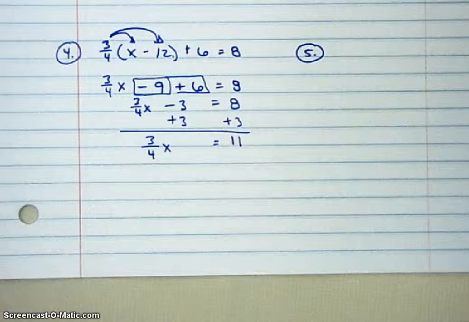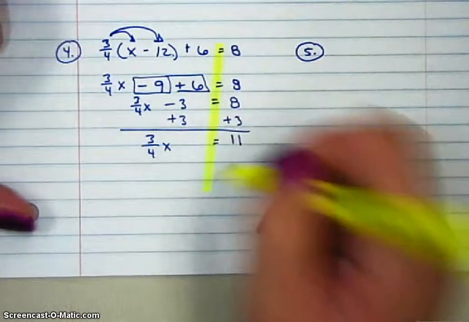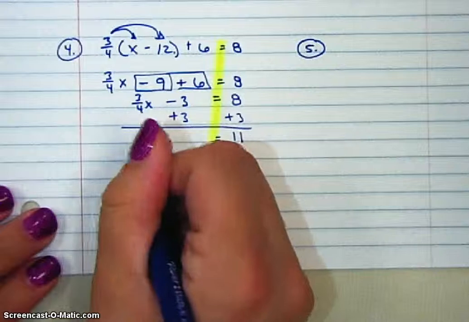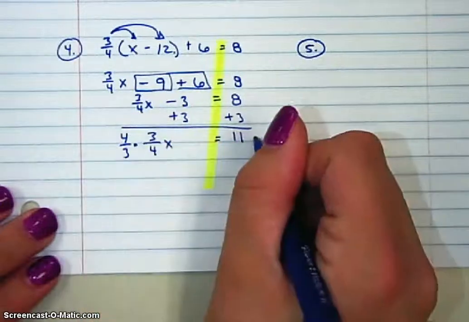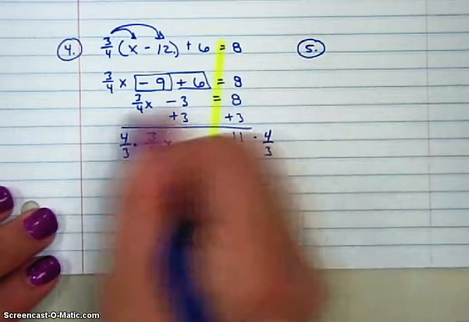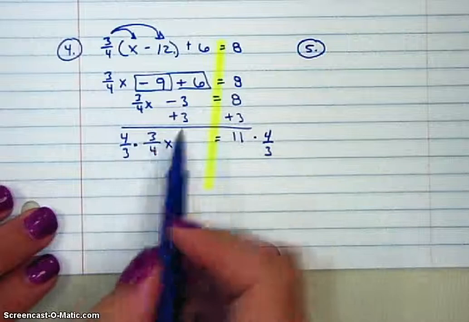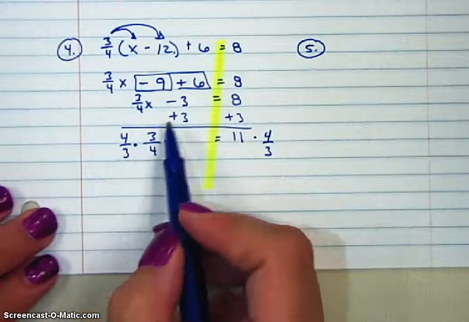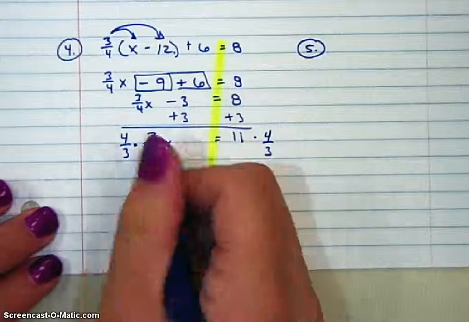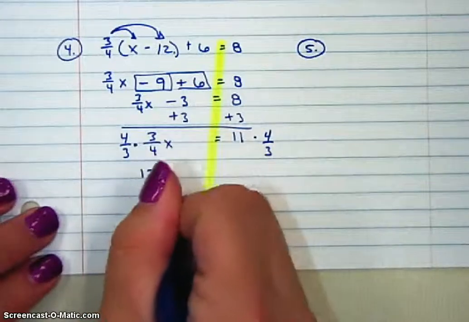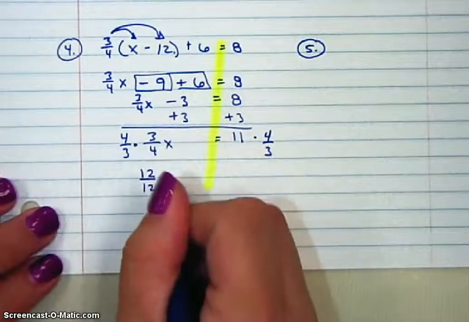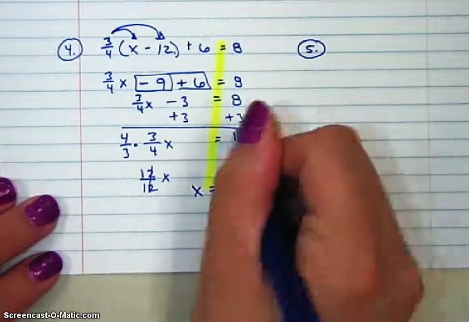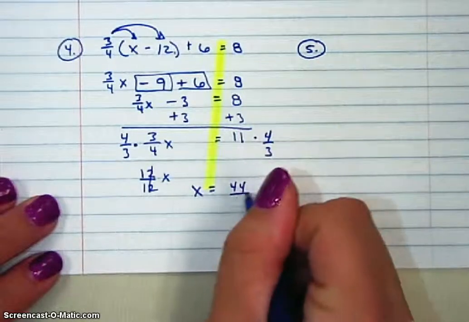Now this time we have to undo an entire fraction. To undo a fraction, we multiply by the reciprocal. We never divide fractions. Okay, it's bad math. So the reciprocal of 3/4 is 4/3. If it had been negative 3/4, it would be negative 4/3. Now notice when I do that, 4 times 3 is 12. 3 times 4 is 12. 12 over 12 is 1. So 1x equals 44 over 3.